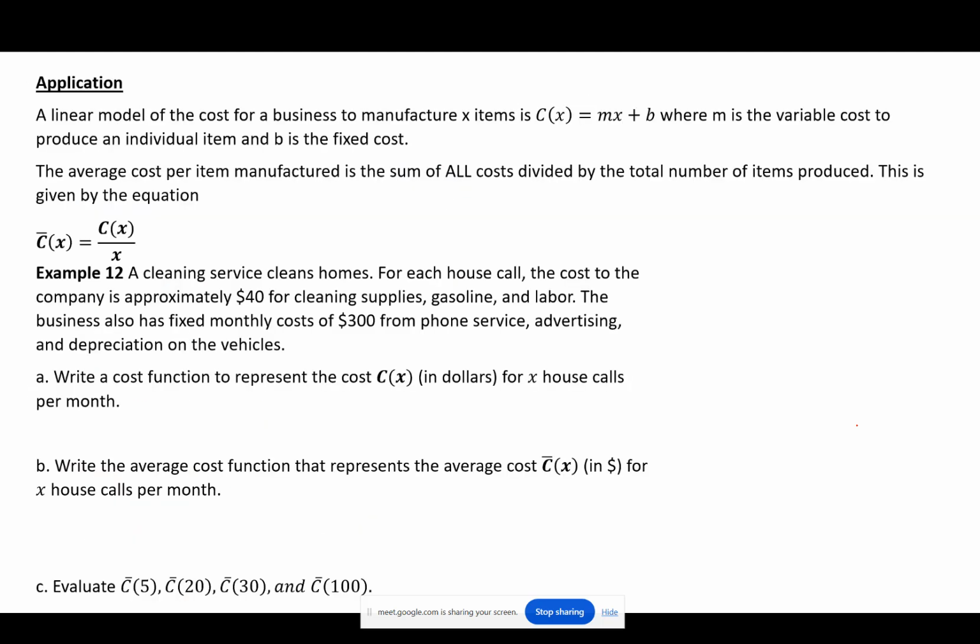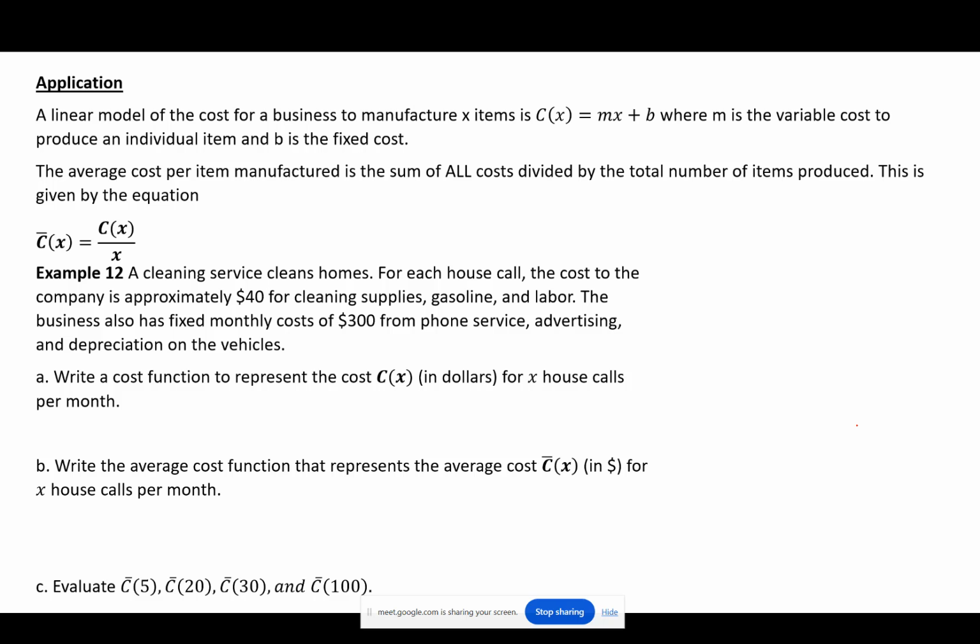All right, here's an application of all this stuff we've done in 3.5. A linear model of the cost for a business to manufacture x items is C of x equals mx plus b, where m is the variable cost to produce an individual item and b is the fixed cost. So the average cost per item manufactured is the sum of all costs divided by the total number of items produced. That is C bar of x equals C of x over x.